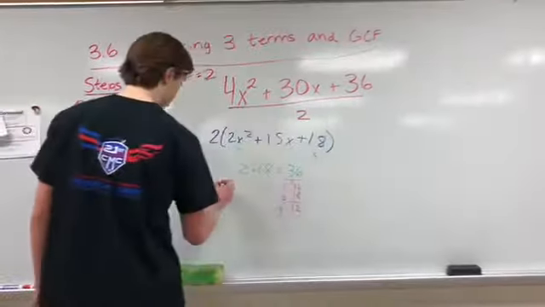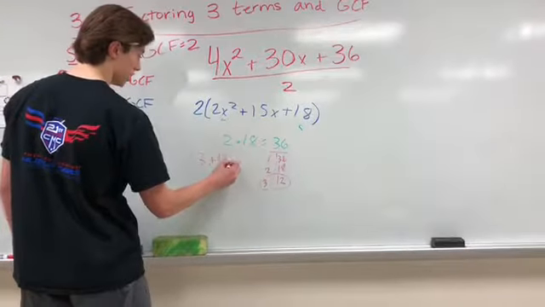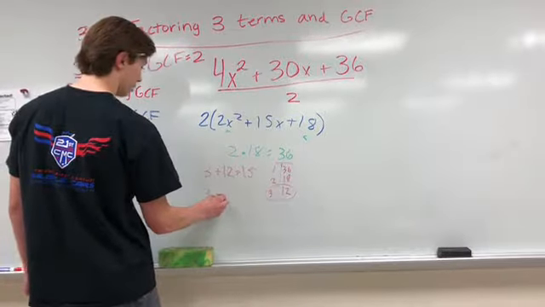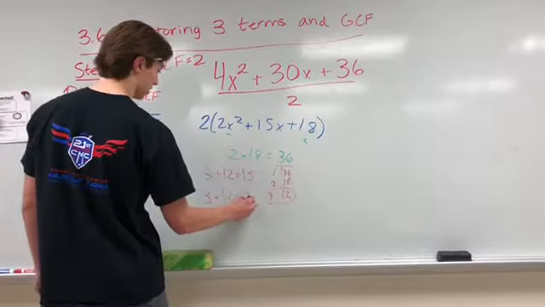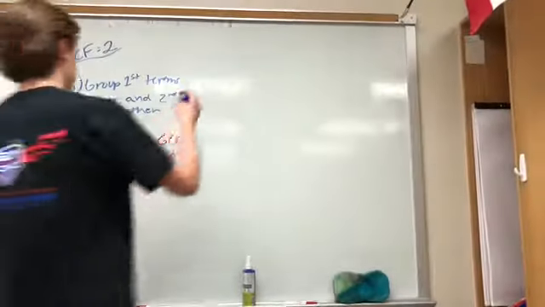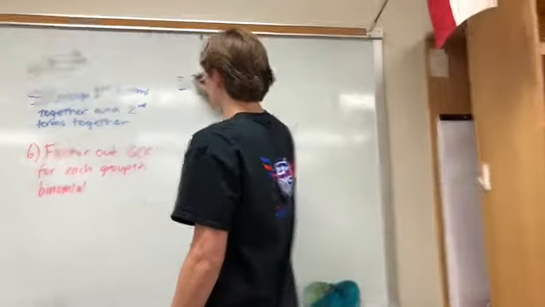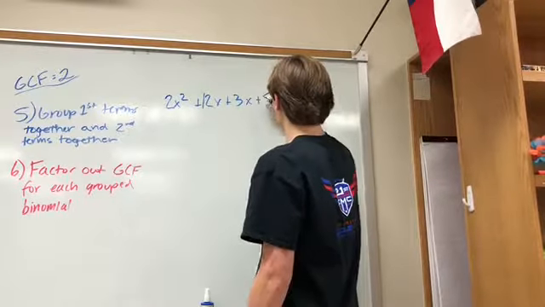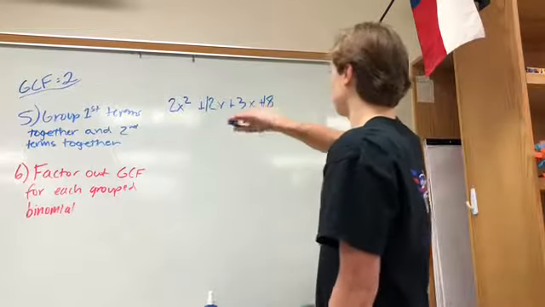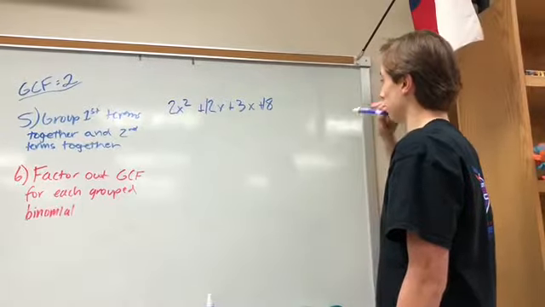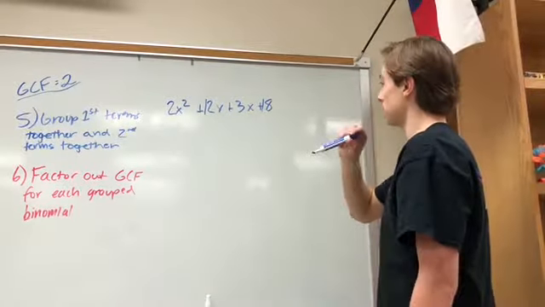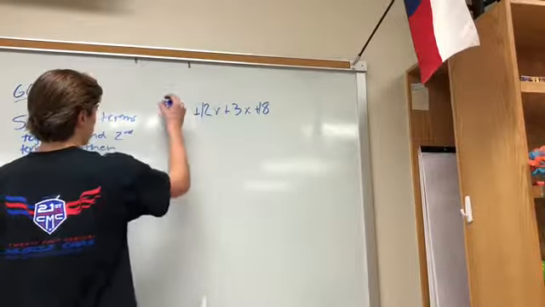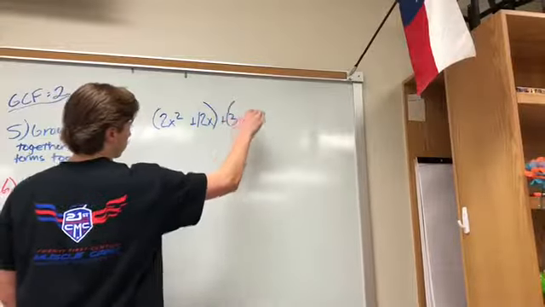Because of this, 3 plus 12 equals 15, and 3 times 12 equals 36. So our equation would be 2x squared plus 12x plus 3x plus 18. So the fifth step will be to group the first terms together and the second terms together because we pulled apart the b using the factors we got from step 4. So we grouped our first group term and our second group term.